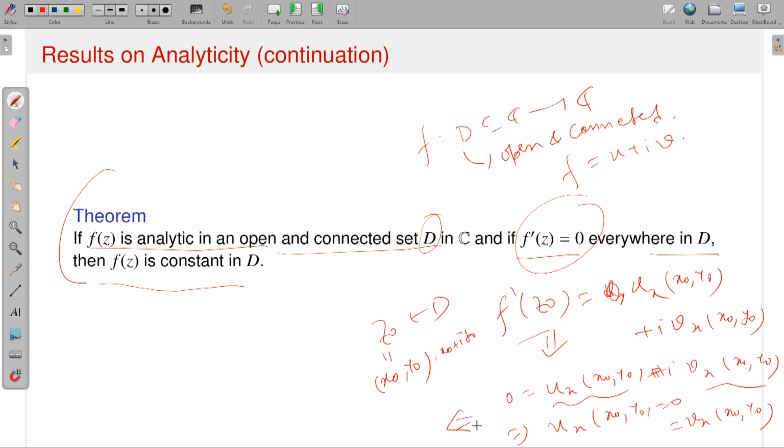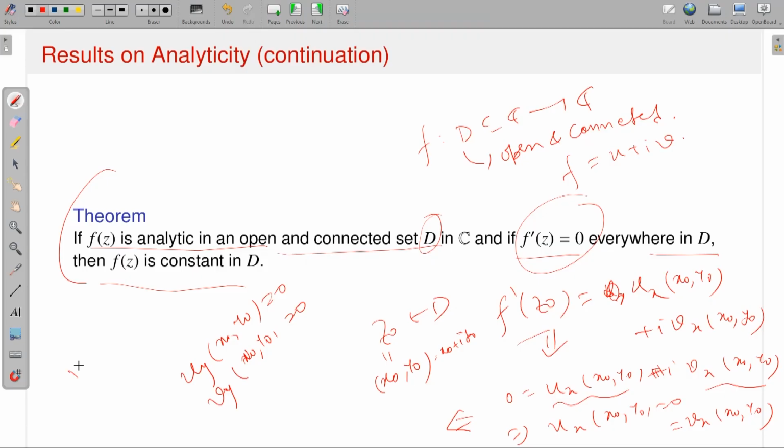So this automatically implies that uy at the point x0, y0 is equal to 0 and vy at the point x0, y0 is also 0, using the Cauchy-Riemann equations. So you have all the first order partial derivatives of u and v at the point x0, y0 equal to 0. And what is x0, y0? It is the point z0, and it is true for all points, right? So you can conclude that ux, uy, vx, vy are all 0 functions over the domain D, which is open and connected.